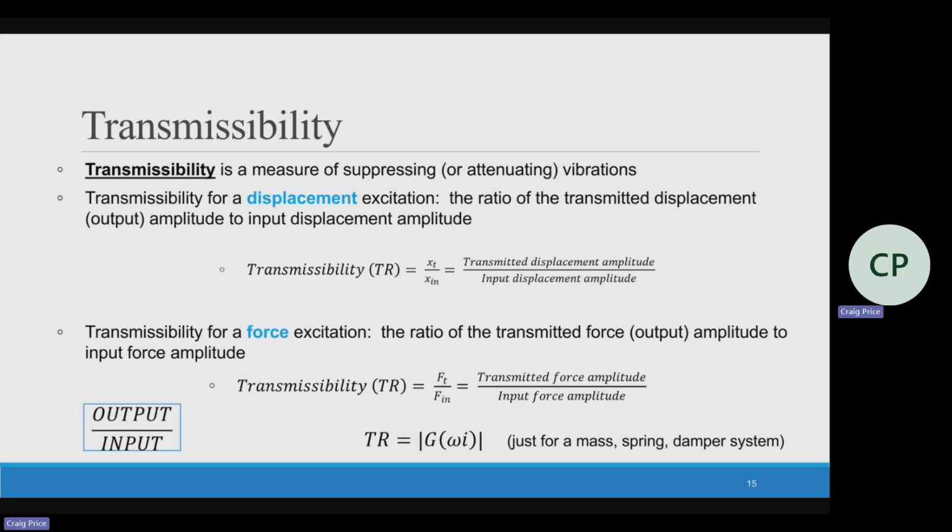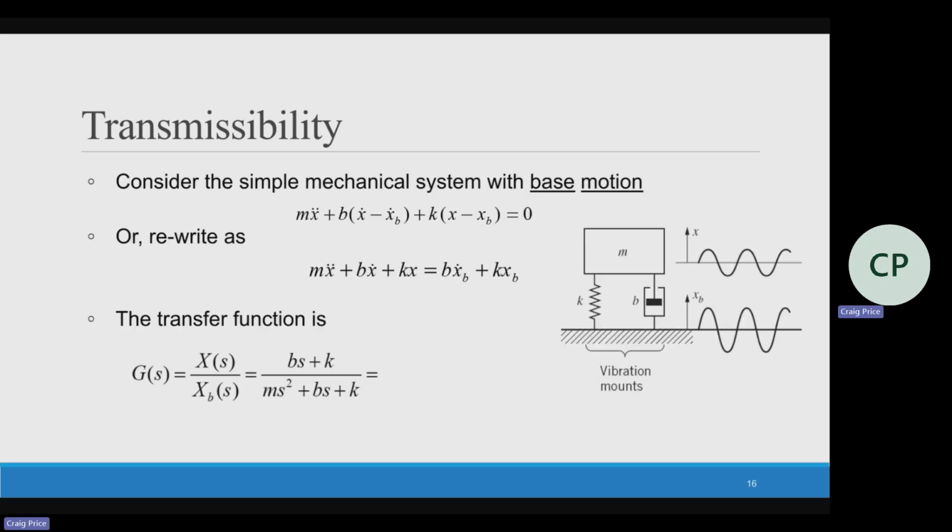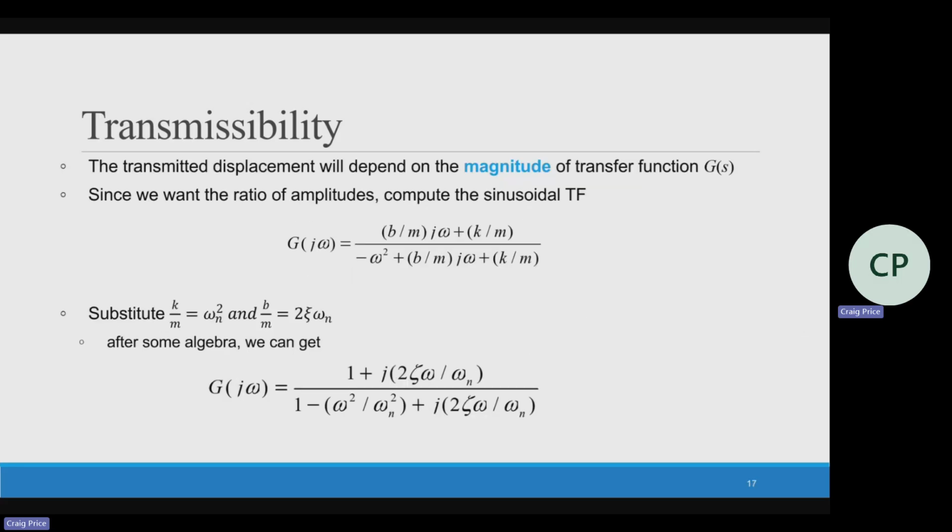Looking at force. Okay. So transmissibility is the same thing as magnitude, just for a mass spring damper system. You don't really have to write this down. We just did this problem. So we came up with our transfer function, right? It was (Bs + K) over (Ms^2 + Bs + K). If I put it in the standard form, I divide everything by mass. It looks like this. And you don't have to write this down.